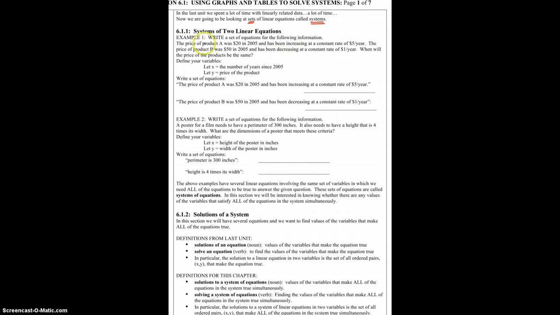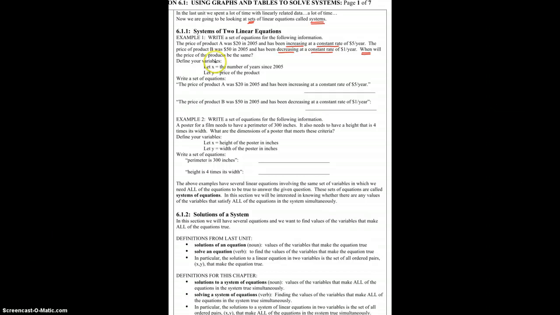In example 1, we're asked to write a set of equations that will model the following information. The price of product A was $20 in 2005, and it's been increasing at a constant rate of $5 per year. The price of product B was $50 in 2005, but it's been decreasing at a constant rate of $1 per year. And we want to know when the prices of these two products will be the same.